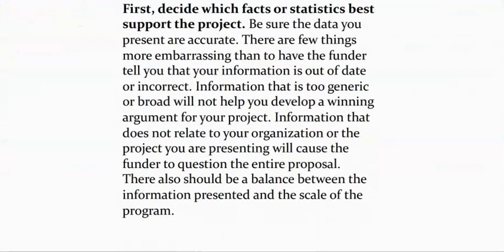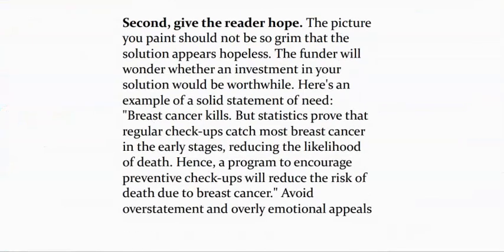First, decide which facts or statistics best support the project. Be sure the data you present are accurate. There are few things more embarrassing than to have the funder tell you that your information is out of date or incorrect. Information that is too generic or broad will not help you develop a winning argument for your project. Information that does not relate to your organization or the project you are representing will cause the funder to question the whole proposal. There should be a balance between the information presented and the scale of the program.